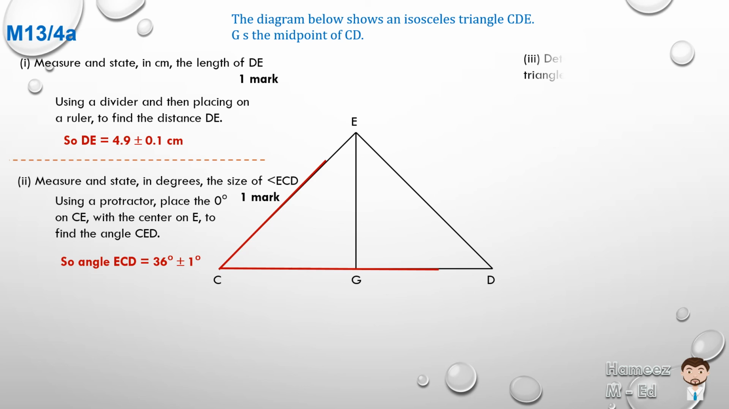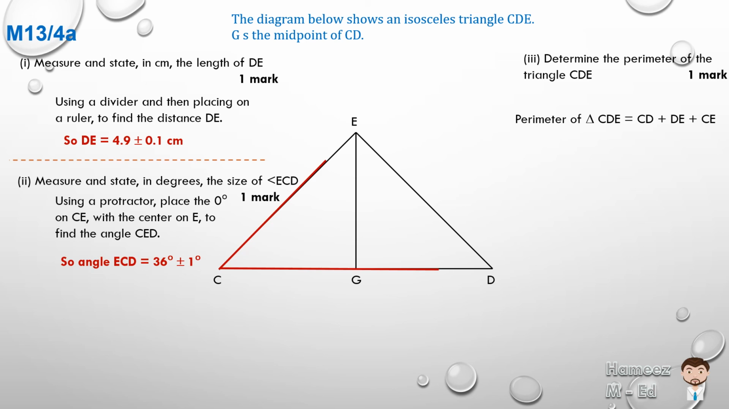In part 3 of the question, determine the perimeter of the triangle CDE. Let's recall perimeter is the distance around, and if we consider the big triangle CDE, then there are 3 sides. So perimeter just means to add up all the sides. So we can add up CD plus DE plus CE.